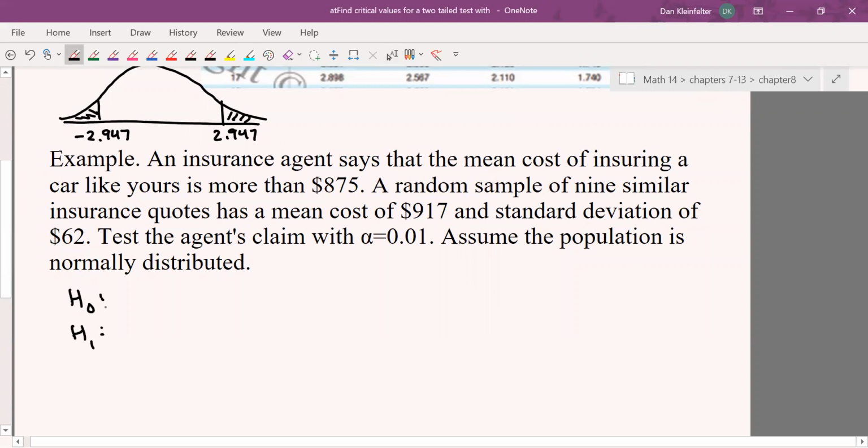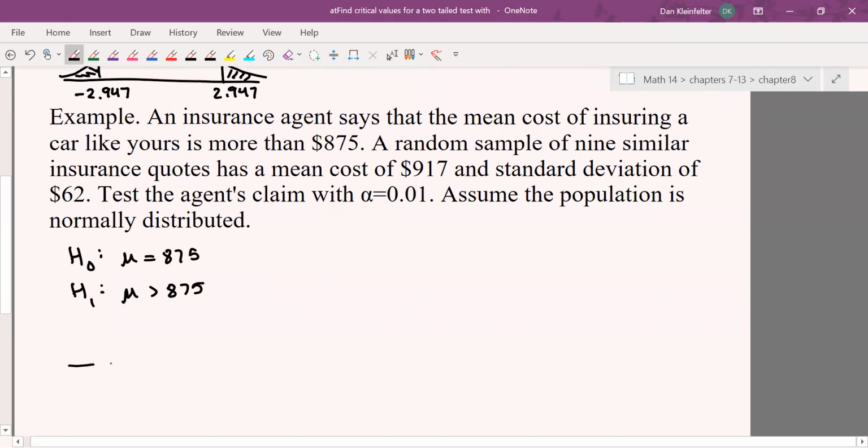Remember that the null hypothesis is the one that is assumed true. The agent says the cost is more than 875, so that will be the mean is greater than 875. Since it's greater than, we're going to put that in the alternative hypothesis. And then the null is going to be that it's equal to the 875. All right, so there's that.